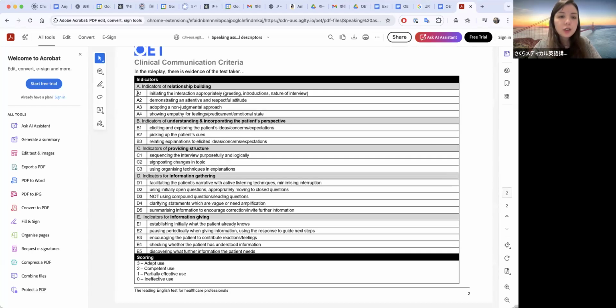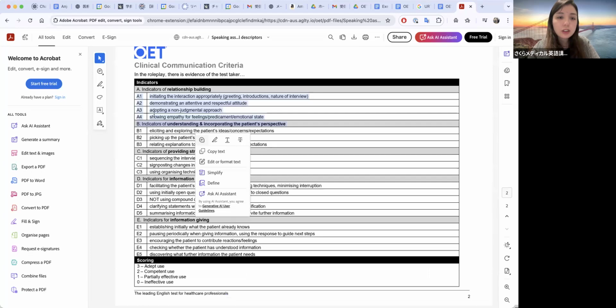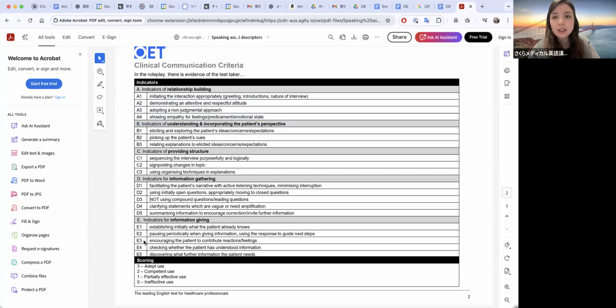Here, in the clinical communication criteria, you want your students to get a majority in each of these: A, B, C, D, and E. So if it's A, you want them to get at least 2, B, at least 2, C, at least 2, D, at least 3, E, at least 3. So that's going to be the minimum requirements.